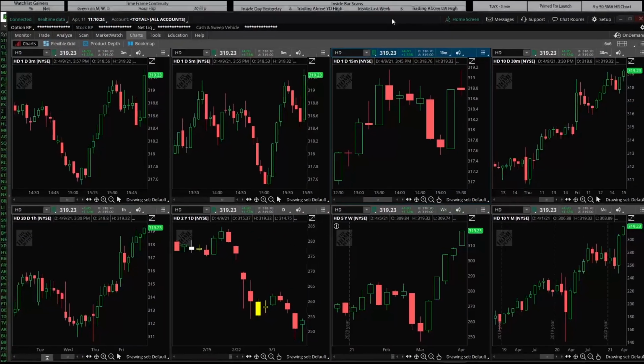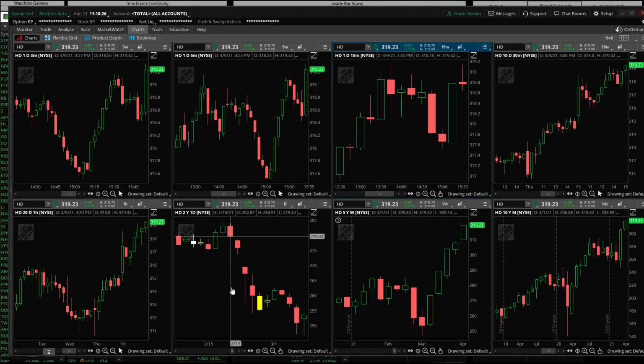Okay, Home Depot had one. This was a few days ago. Home Depot actually had, this is the daily chart here on the bottom, and you can see by the yellow bars we had two inside days in a row. Okay, now why are inside days important? Inside days are periods of consolidation.